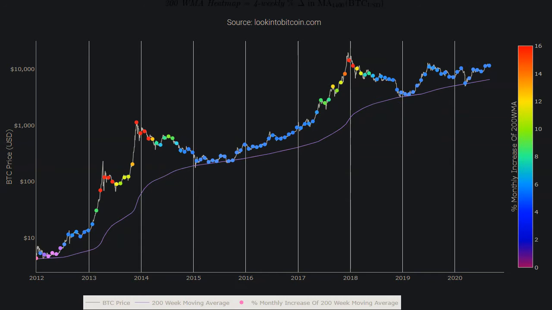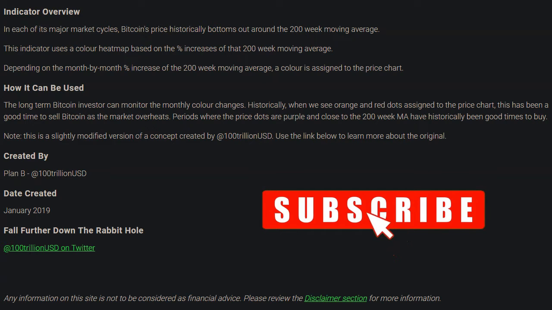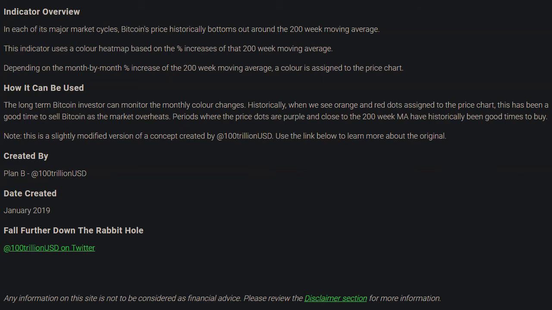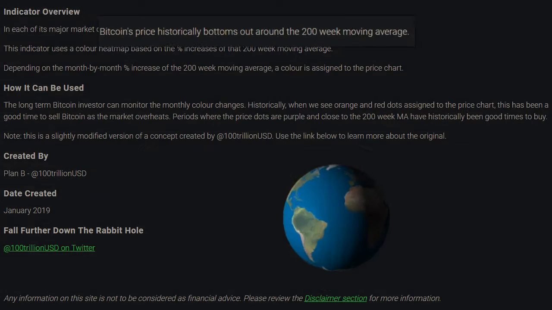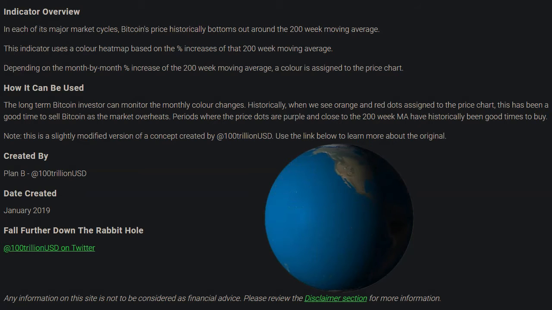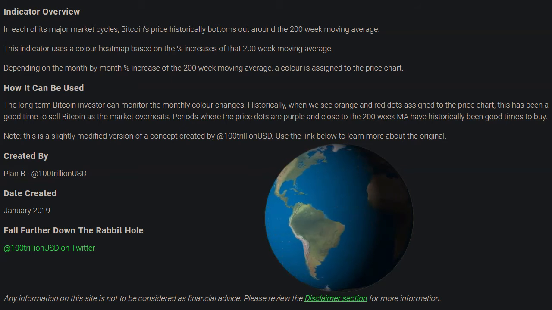What is this indicator all about? Well, let's check its description before we go into any analysis. Let's quickly go through this overview and see what this indicator stands for. In each of its major market cycles, Bitcoin's price historically bottoms out around the 200-week moving average. As we already saw on this chart, the bottom of the bear market is always touching the 200-week moving average. And this in itself could be the biggest indicator of when to buy.